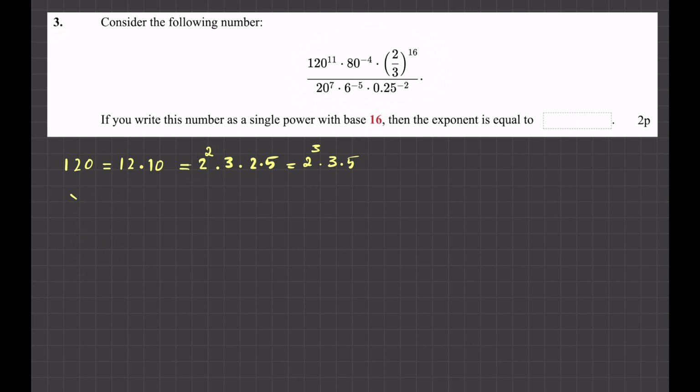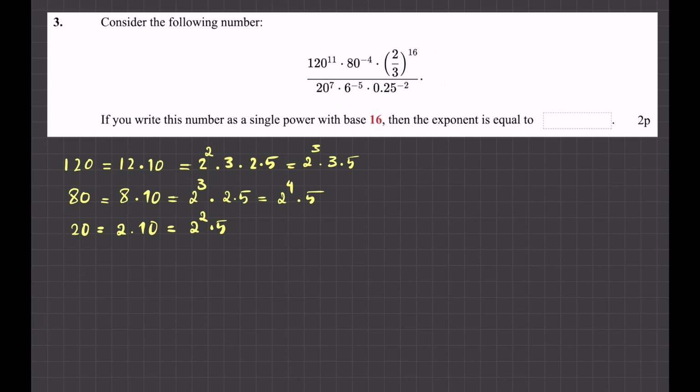Again, for 80, you can of course do it the normal way, but you can also see that this is 8 times 10. If I ask you what 8 is, you will tell me 2 to the third, yes, and then times 10. 10 is also 2 times 5, but 2 to the third times 2 is 2 to the fourth, and then I have times 5. So that is the factorization of my 80. And for 20, it is 2 times 10, and then 10 is 2 times 5, so it becomes 4 times 5, and 4 is just 2 to the 2 times 5.